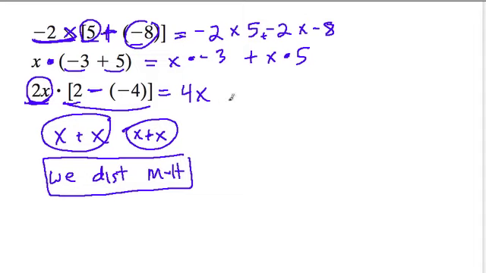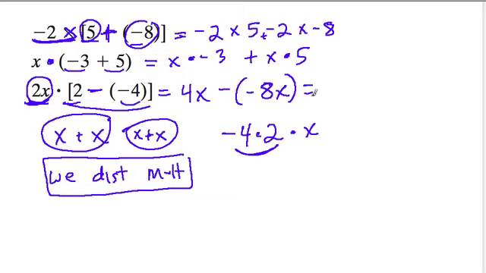Now we're going to subtract the parts. Subtract. And we have 2x times -4. Well, if I have -4 groups of 2x, I can think of that as -4 times 2 times x. -4 times 2, that's -8 times x. And it's even easier to rewrite this as 4x plus 8x.